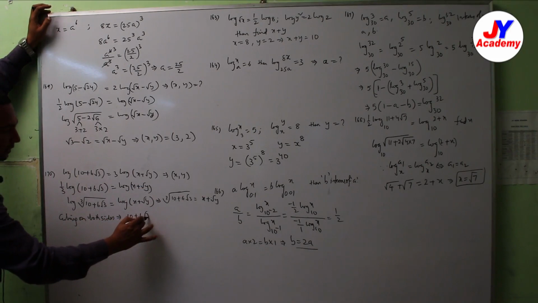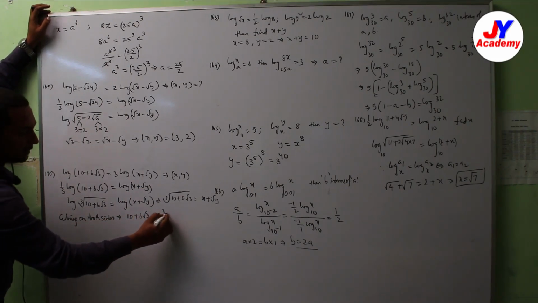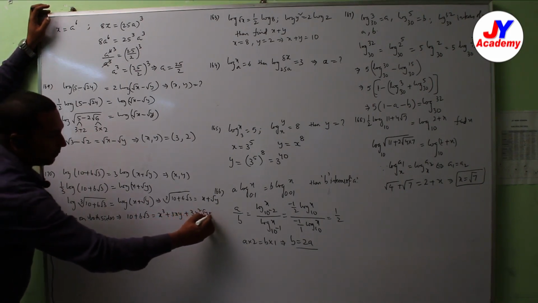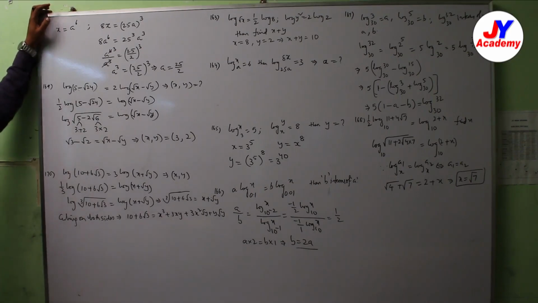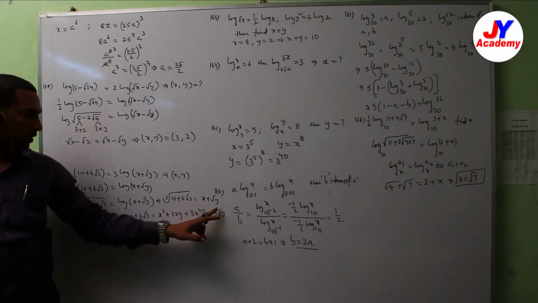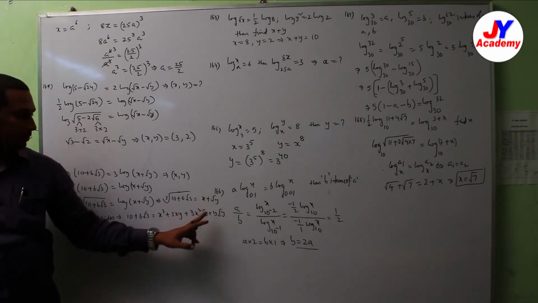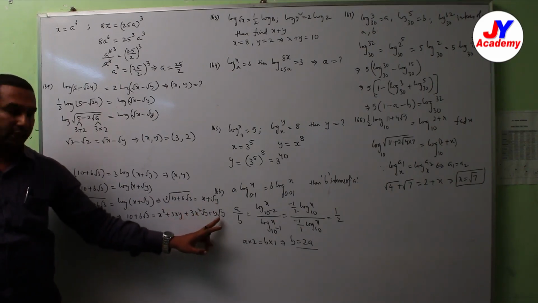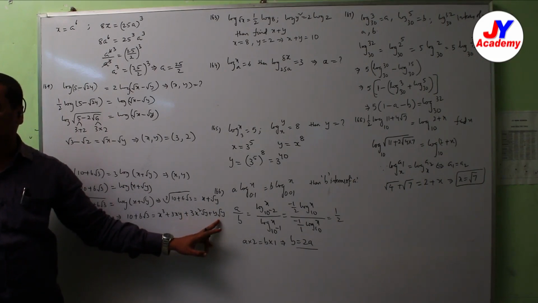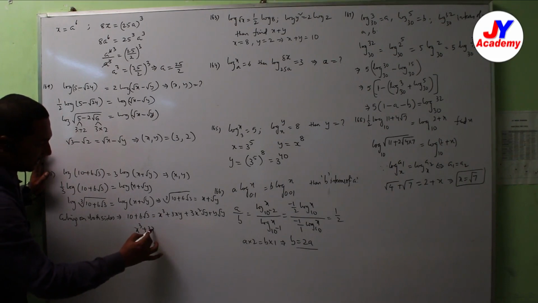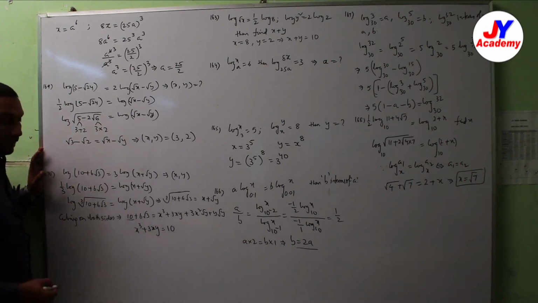10 plus 6 root 3 is equal to x cube plus 3xy plus 3x square root y plus y root y. That is (a plus b) whole cube: a cube, x cube; 3a square b, 3x square root y; 3a b square, 3x root y whole square; plus b cube, y root y, root y into root y into root y. Right. Now x cube plus 3xy is equal to 10.